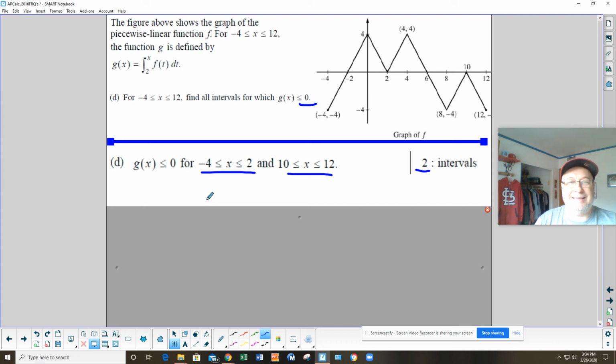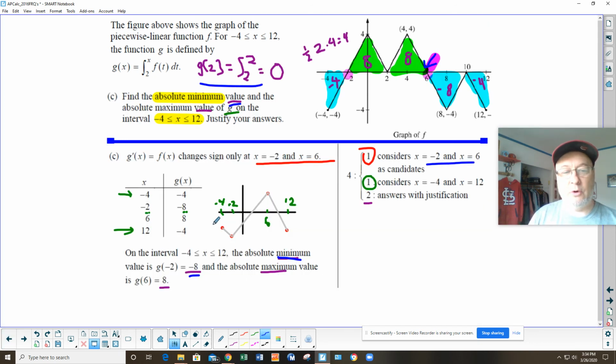Well, you know what? I did all the work on the last problem. So I'll just go through the answers first, because you get 1 point for each interval. So if you got -4 to 2, you get a point. If you got 10 to 12, you get a second point. That's it. Very simple to grade that. And if you need a why explanation, I'm going to go back. That's kind of why I made a graph of this table here.